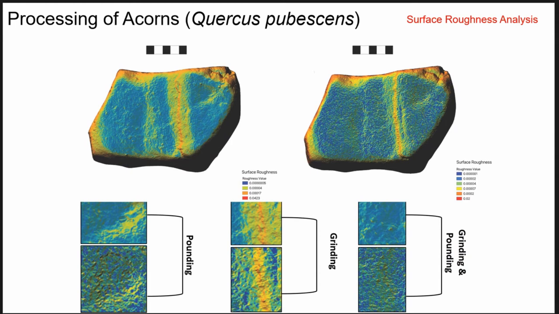The same happened on the tool used for the processing of acorns. Here you can see in the natural pit on the upper left how we have an increase of roughness at the bottom of the natural pit. You can see also how it had a little decrease of roughness in the central part, which was used for grinding. And then we have again an increase of the roughness values in the area that was used for grinding and pounding activities.